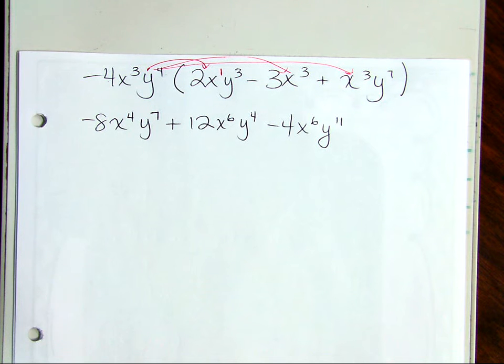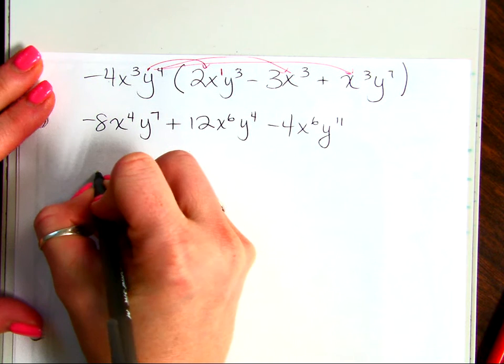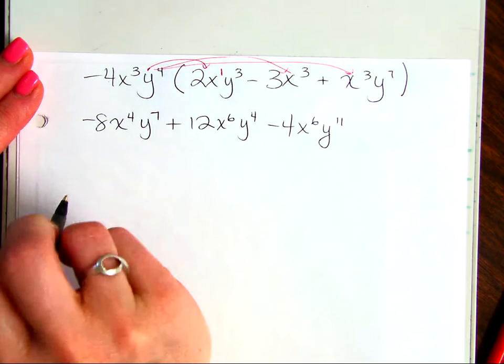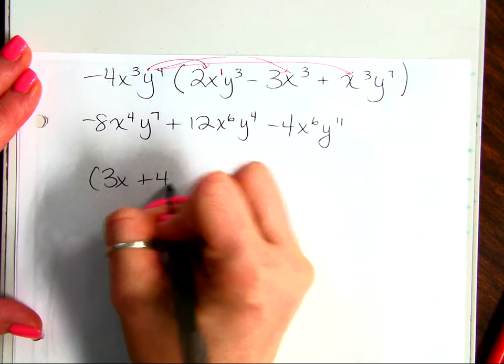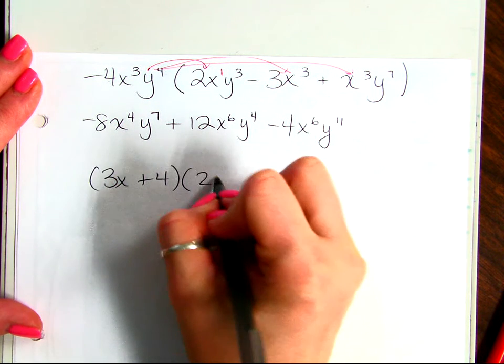Okay? Moving on. Okay, so this is where it starts to get a little tricky. We're going to multiply a binomial times a binomial. So 3x plus 4 times 2x plus 6.